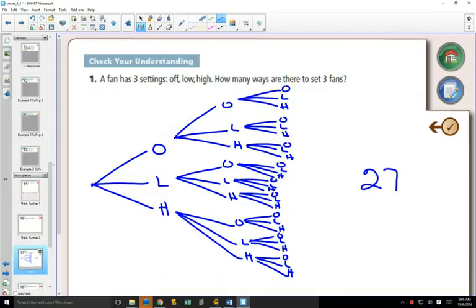And there are some very nice ones, like ooh, right? That is a nice fan setting. If I have 3 fans, I always like to set it this way. Very good.